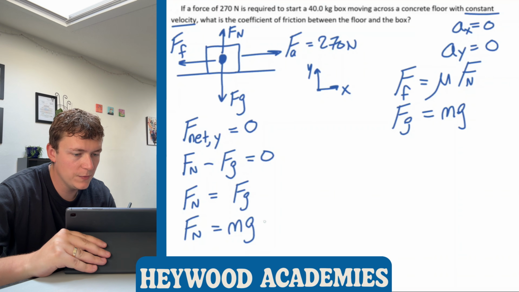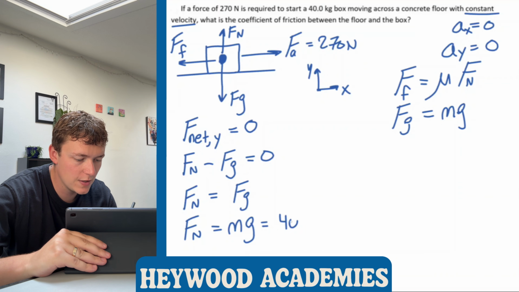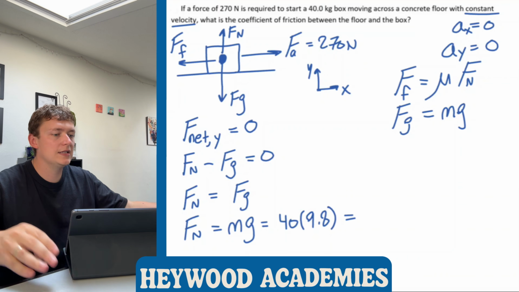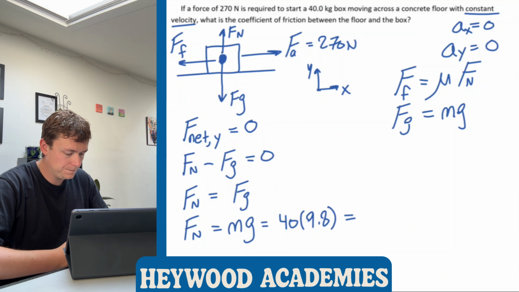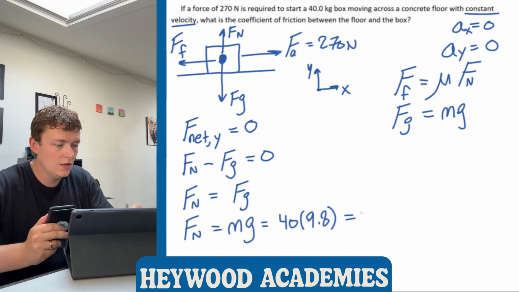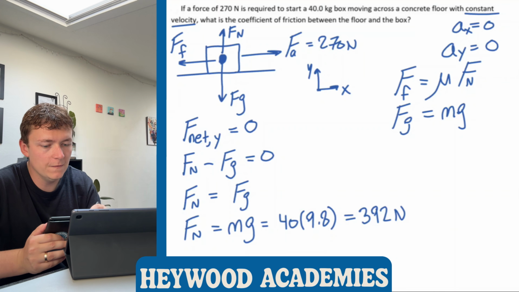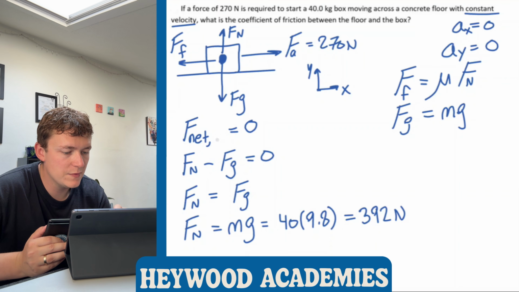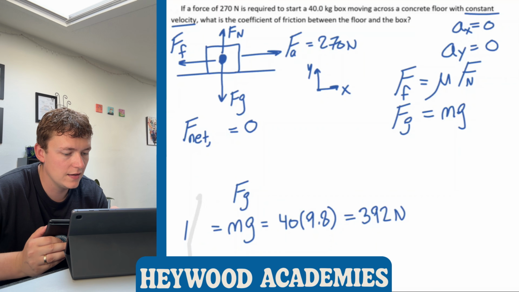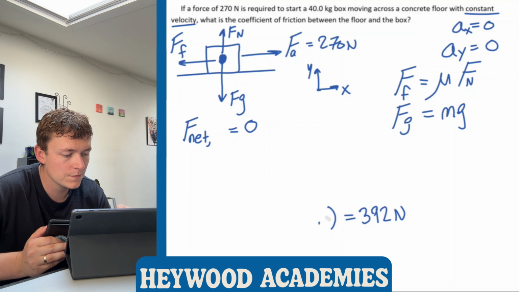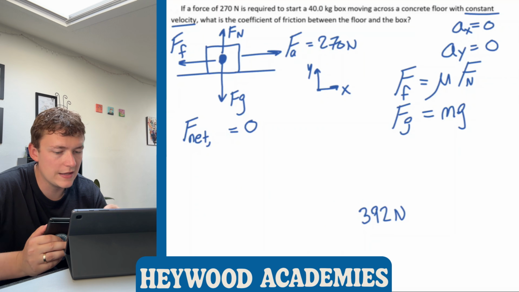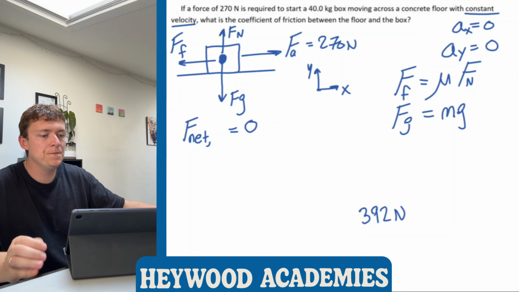So at this point we could plug in our numbers if we wanted to and just solve for that normal force. So we've got 40 kilograms times 9.8. I'm going to plug that in just to get a number for that. So that is 392 newtons for our normal force. Now we can do the same thing but in the x direction and solve that equation. So I'm going to leave this number down here, that's our normal force, as 392.